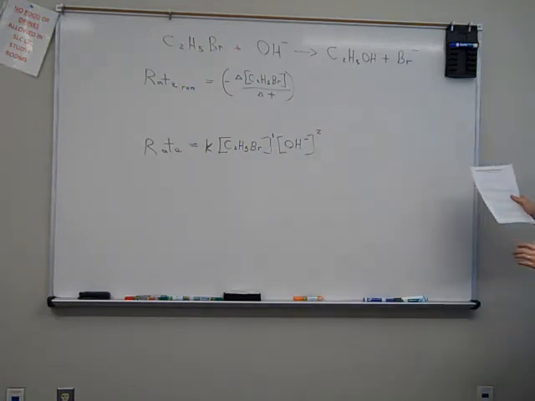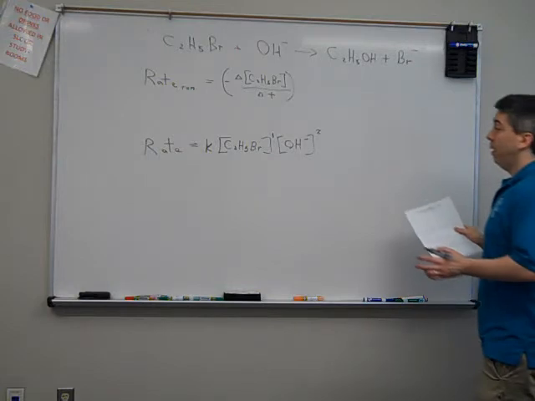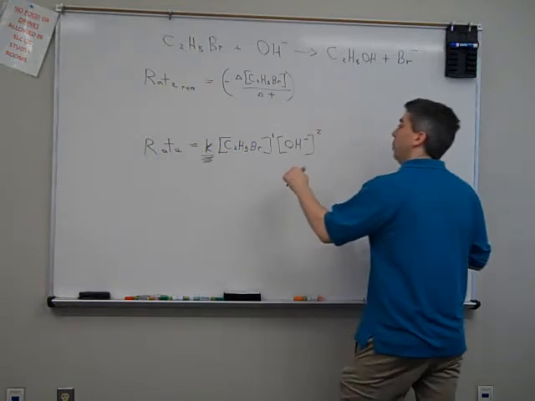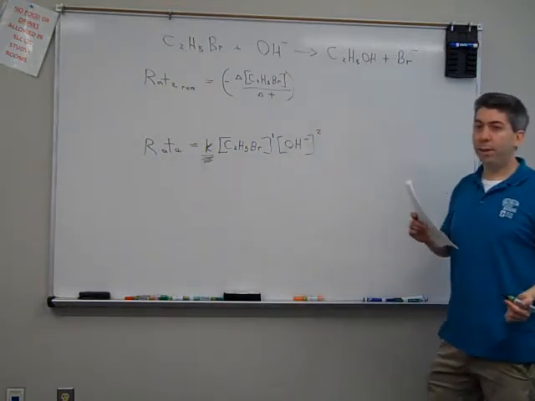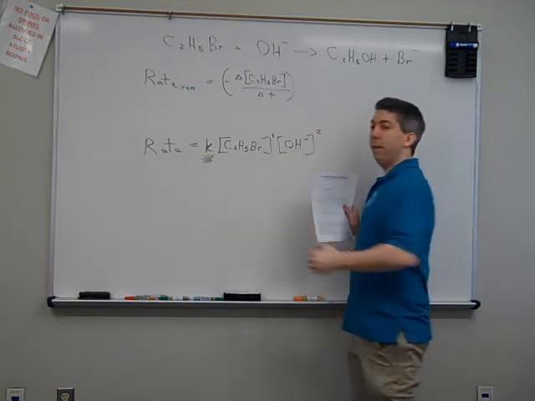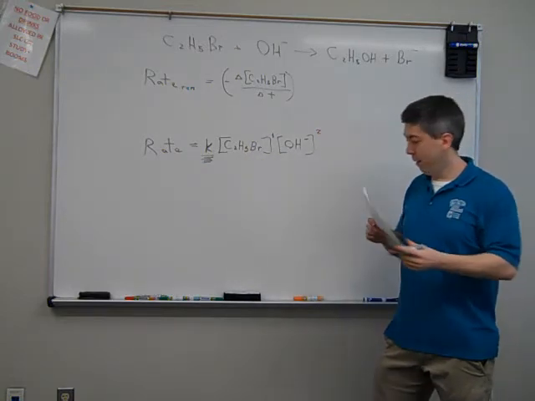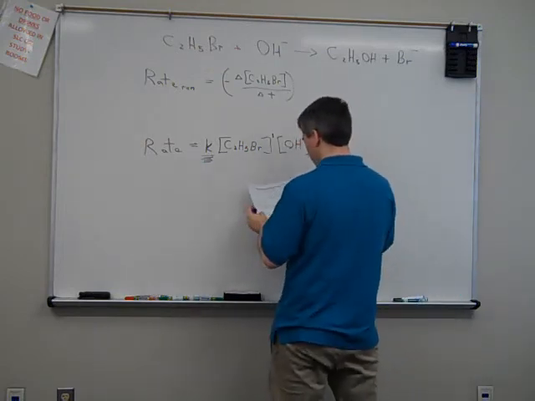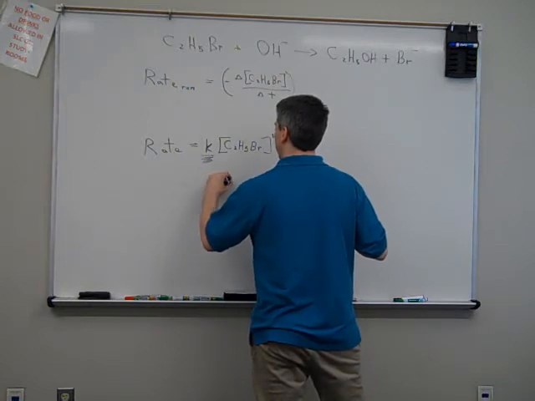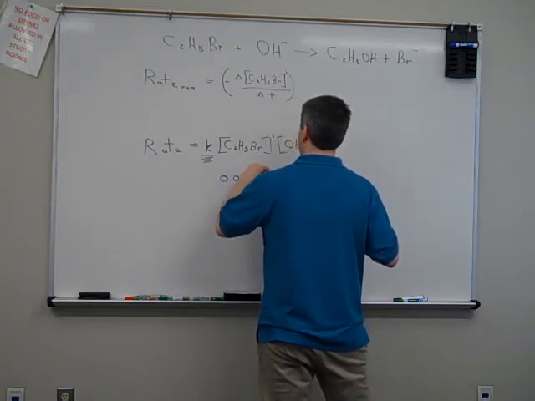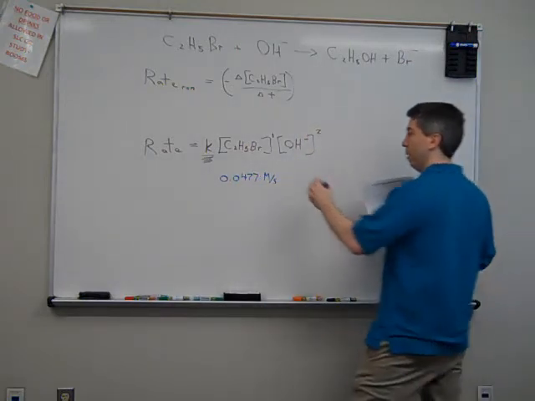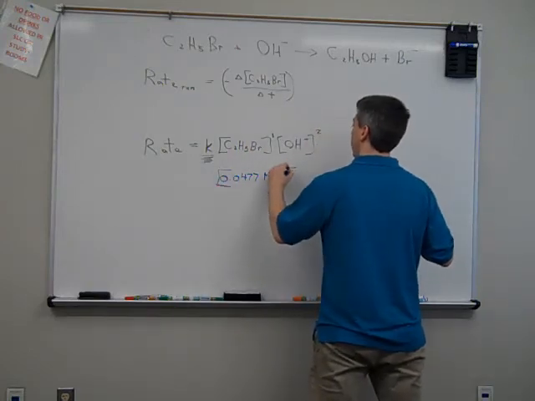So, now in this case it wants to know what the value of the rate constant is. That's what it's asking us. But before we can know the value of the rate constant, K, we need to know this, this, and this, right? Does it give us the concentration of ethyl bromide? Yes. And the concentration of ethyl bromide is what? 0.0477. That's molarity. And what is the concentration of hydroxide? 0.1. Okay.